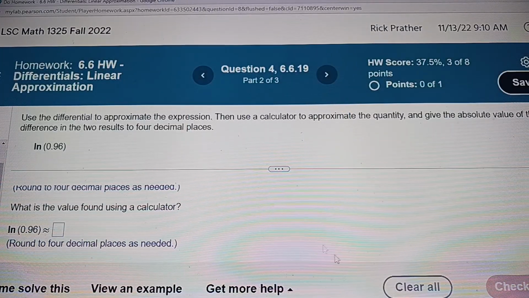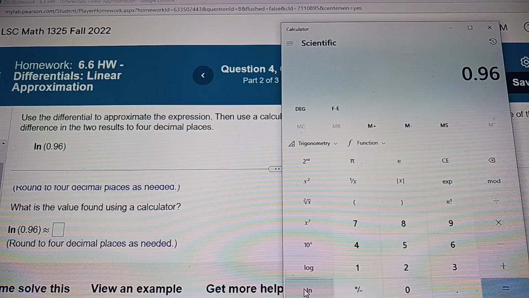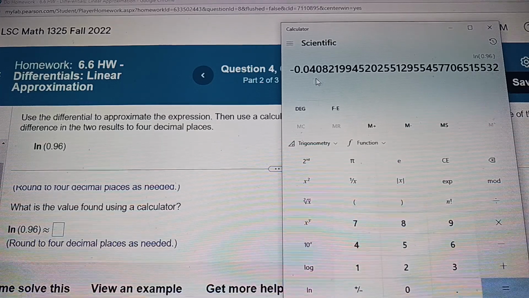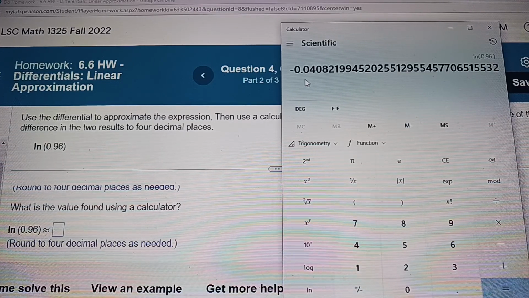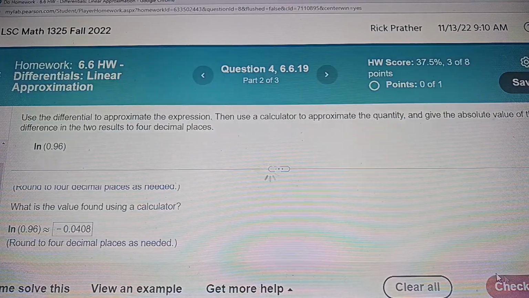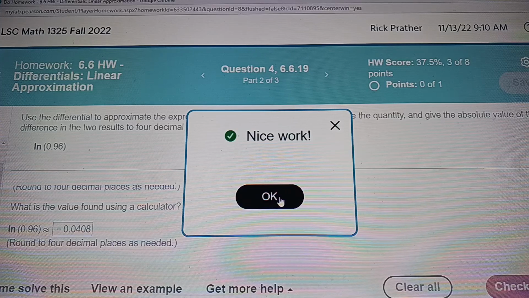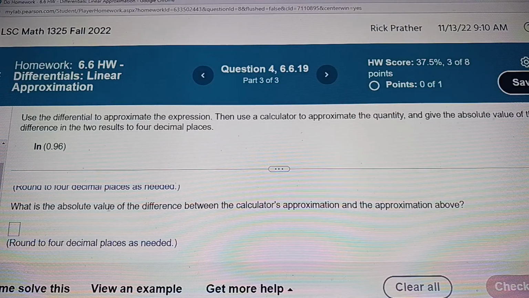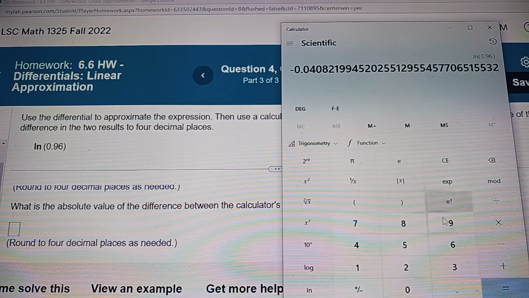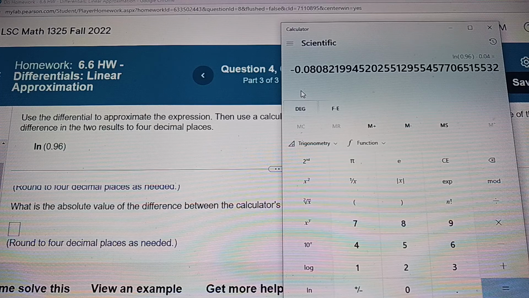What does the calculator say the answer is? What is ln of 0.96? Look at that, negative 0.04. See how close it is? It's not exactly that, but it's negative 0.0408. That's a pretty close approximation. If you round to 3 decimals, it's only off by a thousandth. So what's the absolute value of the difference? Just take either answer and minus the other one. Minus 0.04. If the answer comes out negative, just ignore the negative.